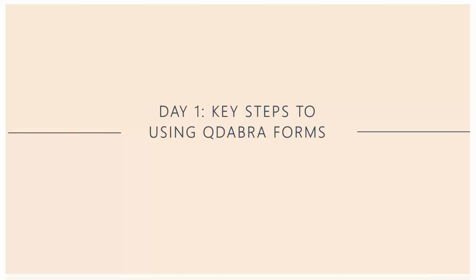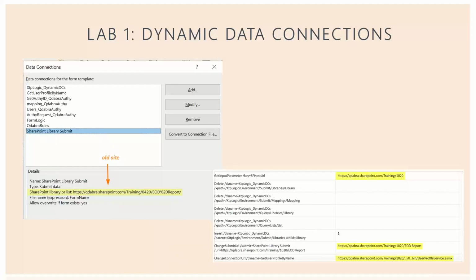So let's now proceed with the labs in day 1, key steps to using Qdabra forms. First, dynamic data connections. This is a very nifty feature in FormsViewer where you can dynamically change your form data connections to point to a new site. This feature can be used when you want to migrate your forms from one site to another.